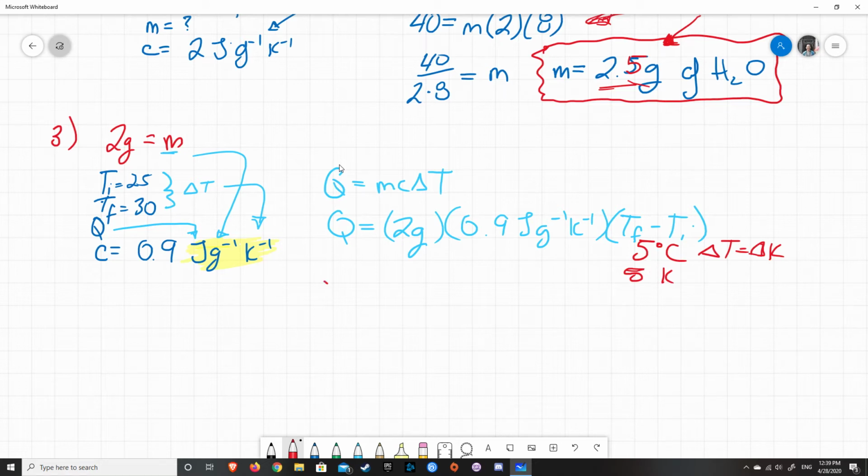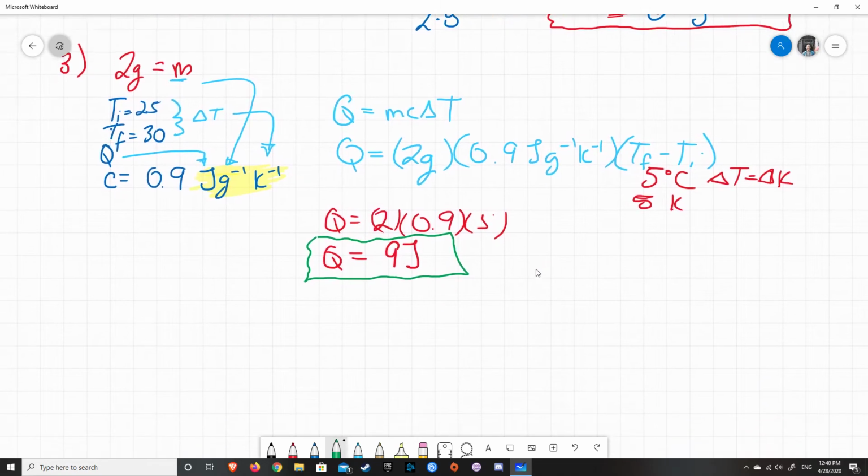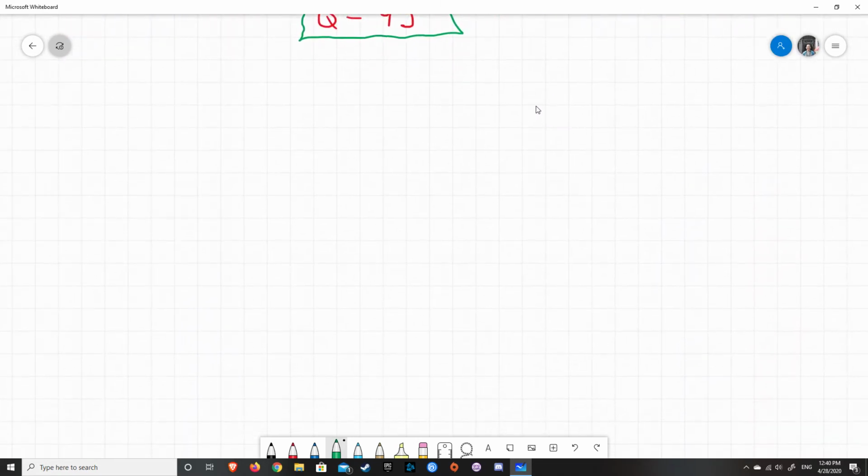So let's do the calculations. So we've got Q is equal to 2 times 0.9 times 5. So Q is equal to 2 times 9 times 5, which is 9 joules. And then, like I said, box in your final answer. Take a different color if you have it. 9 joules. And then you're set. So this is how to answer these types of questions. Let's go to number 4 in your book.